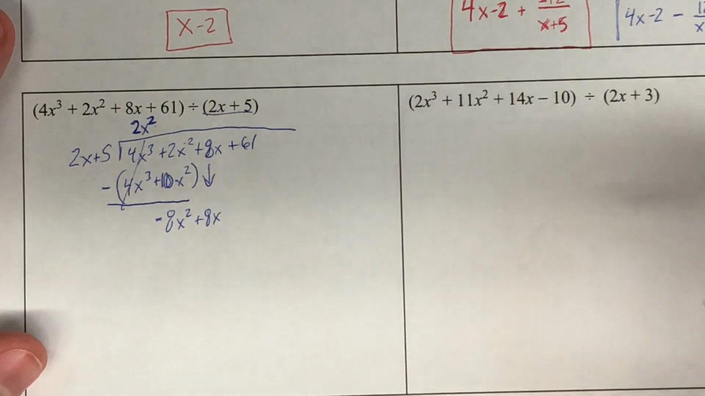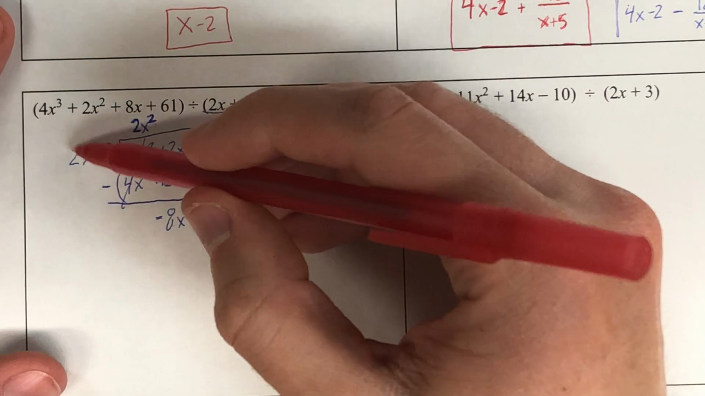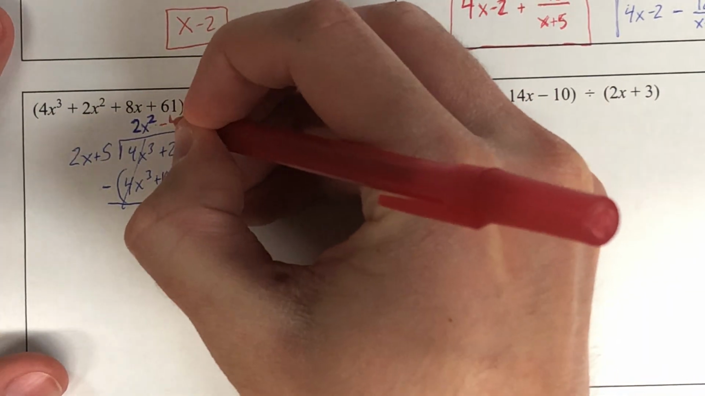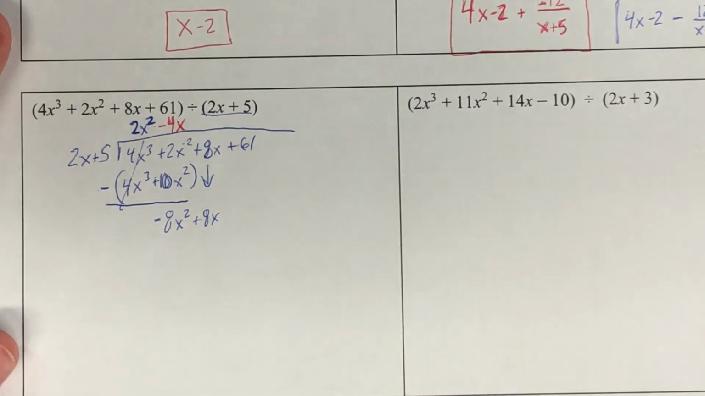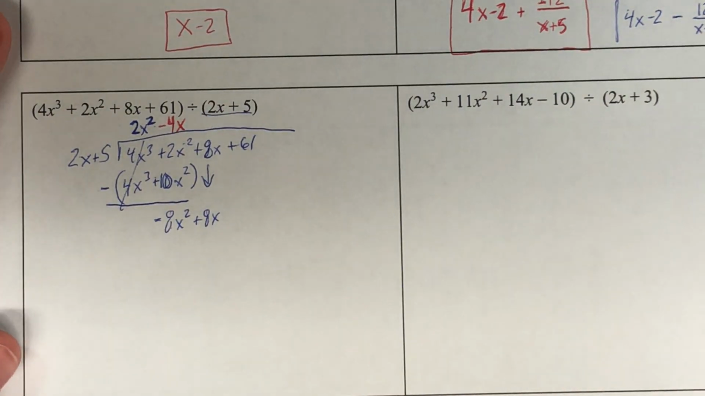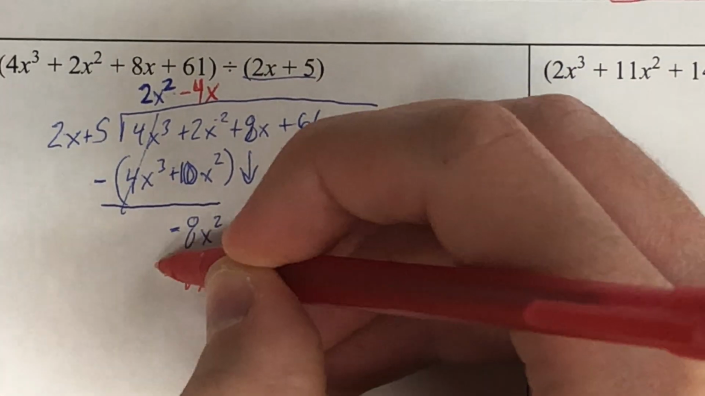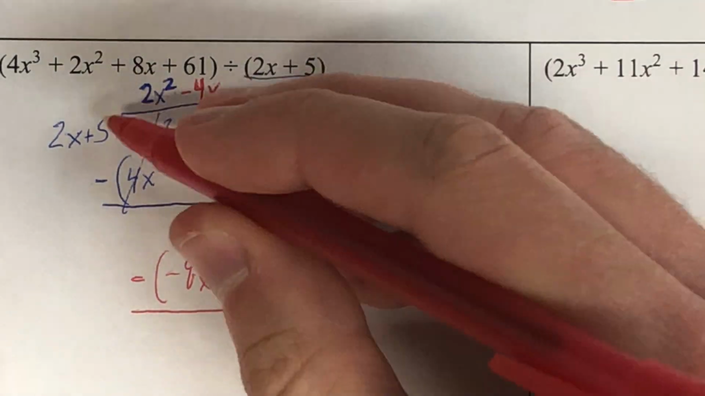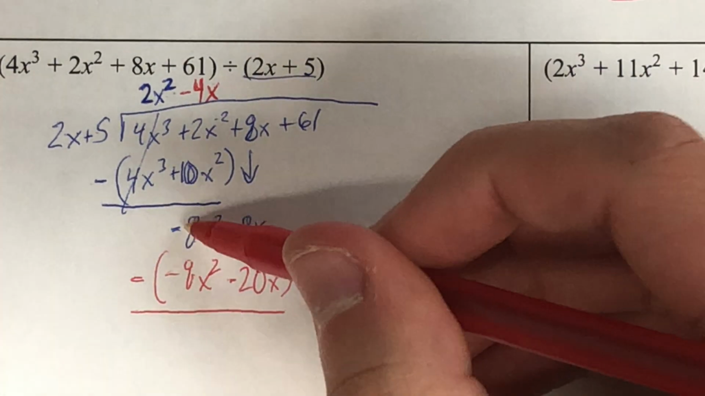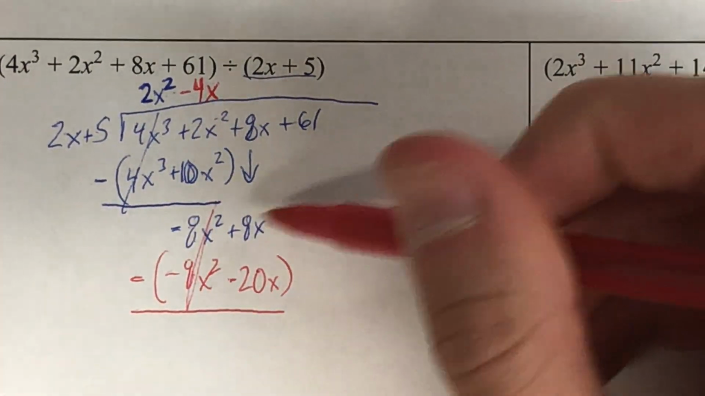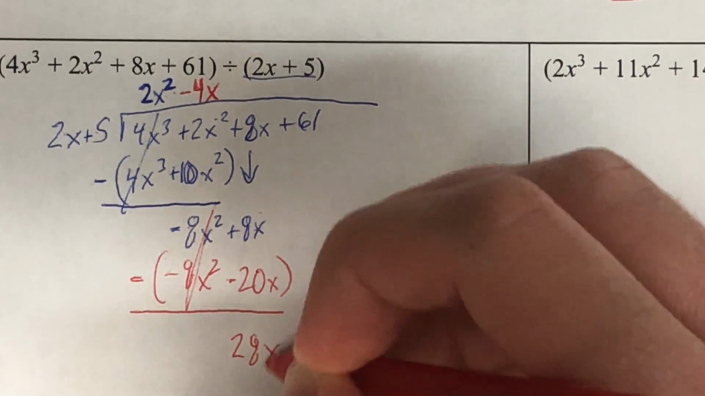I bring down my 8x, and I repeat. So now, what do I need to multiply 2x by to get to negative 8x squared? Well, 2 times negative 4 is going to get me to negative 8. And to go from x to x squared, I need one more x, so I'll do minus 4x. Negative 4x times 2x is negative 8x squared. That's good. We want those to be the same so that they cancel. Negative 4x times 5 is negative 20x. So negative 8x minus negative 8x, those cancel. 8 minus negative 20, or 8 plus 20, gives me 28x.